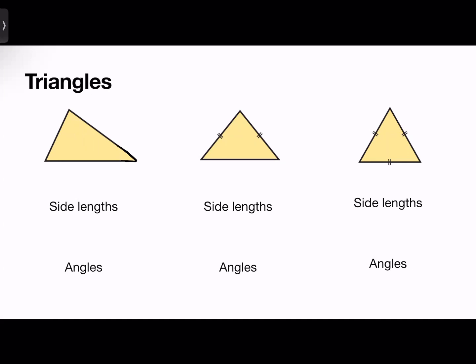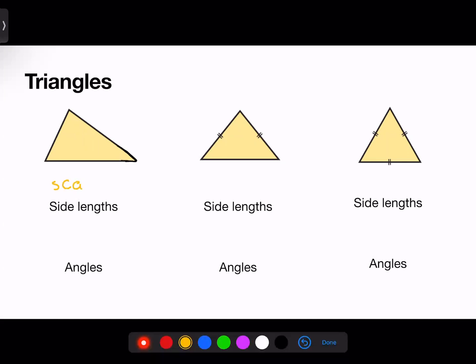The first is a scalene triangle. All sides are different lengths, and all angles are different degrees. Nothing is the same with a scalene triangle.